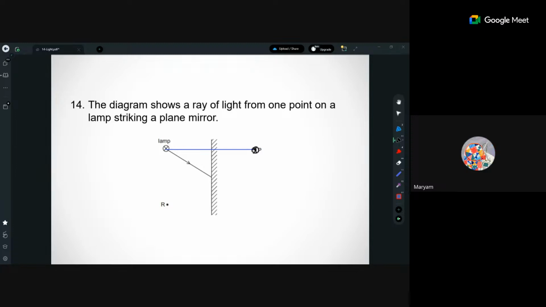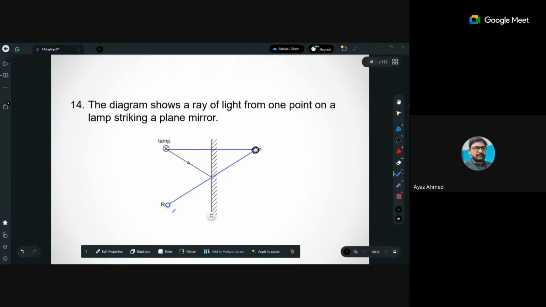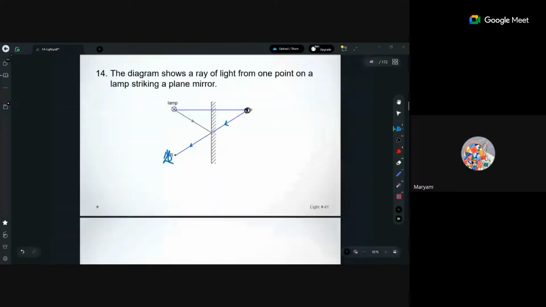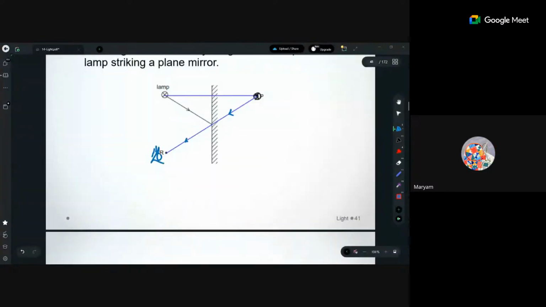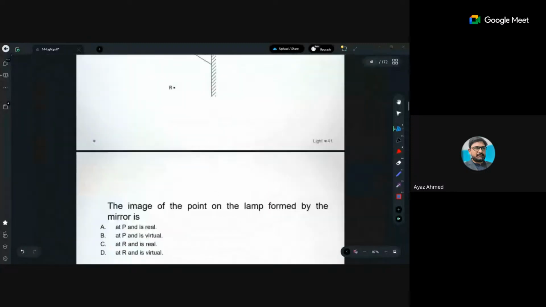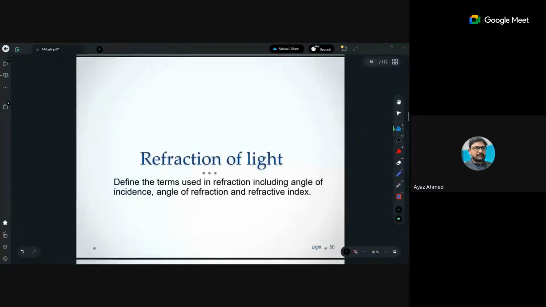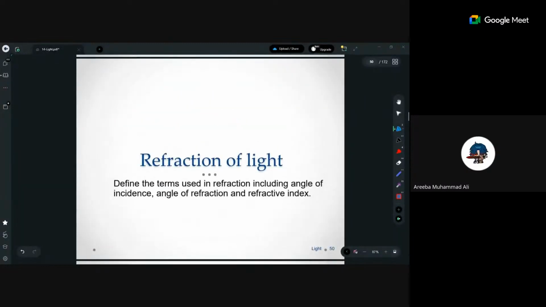Totally clear. So it will be at P, right? R is the position of the observer. Is it clear? Okay, yeah, I got it. This is the position of the observer. Done? Yes. Any more questions? No, that's it. Okay, Ariba, you completed this task.